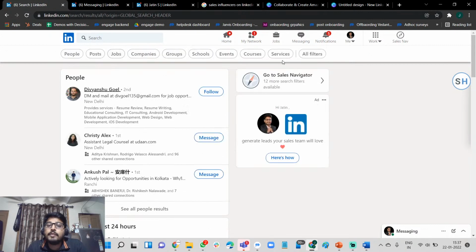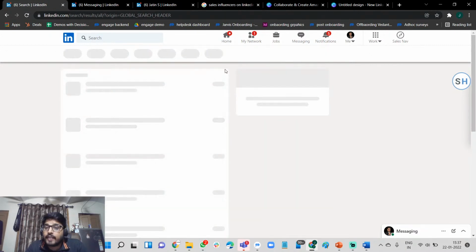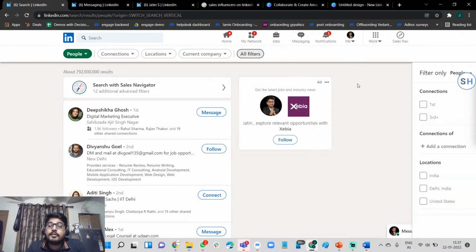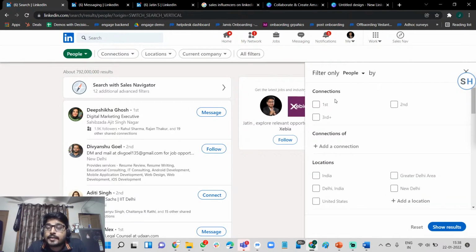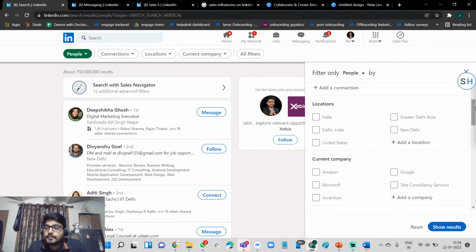Once you do this, you will have access to this particular filter that will help you define your target audience. First-degree connections are the ones already connected with you. Second-degree connections are your target audience. Third-degree are the people who are totally irrelevant to you. Only focus on second-degree connections. Location: the benefit is, if you're planning to relocate to the US or Canada or any other location, you can build your connections in that particular location itself.